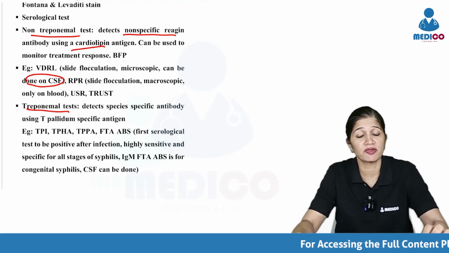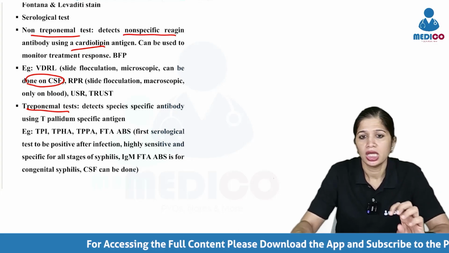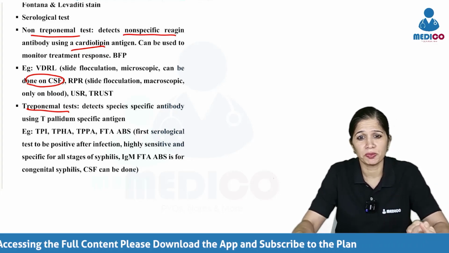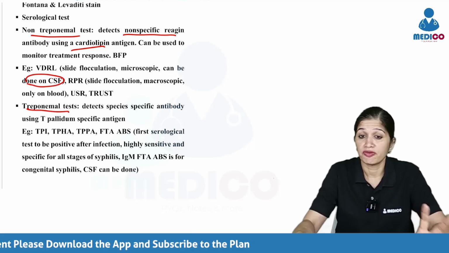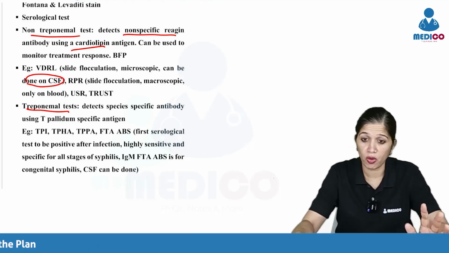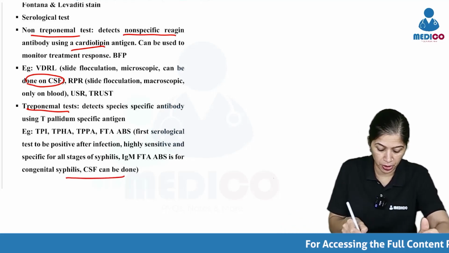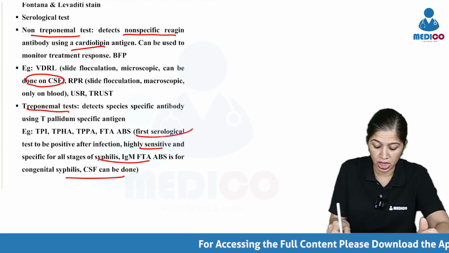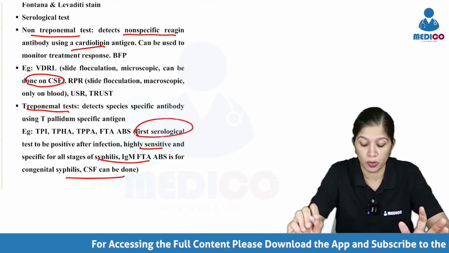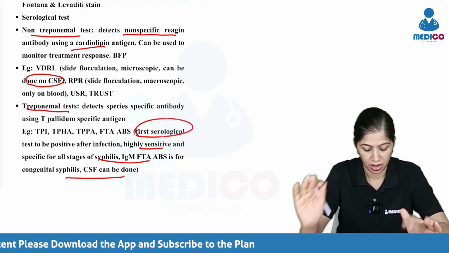The treponemal test uses specific treponemal antigen to identify the specific treponemal antibody. There are different tests like TPI, TPHA, TPPA, and FTA-ABS, of which the most sensitive and specific test for all stages of syphilis is FTA-ABS. For congenital syphilis also you can use it, for CSF sample also you can use it, and it's also the first serological test to become positive. So that's one very, very important aspect about FTA-ABS.